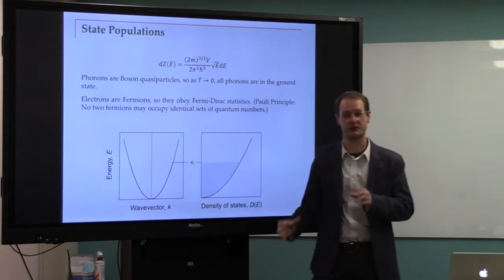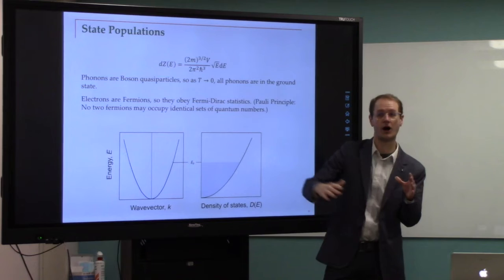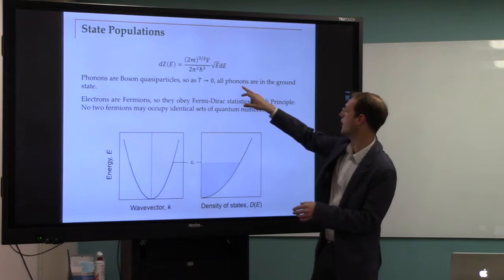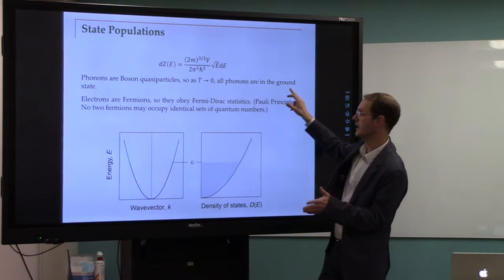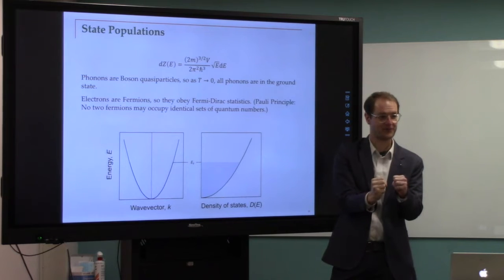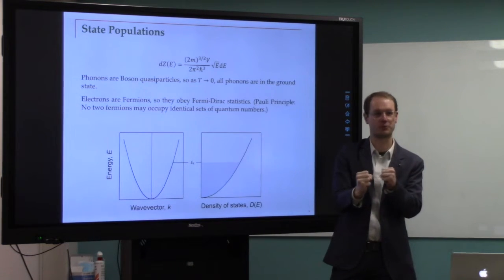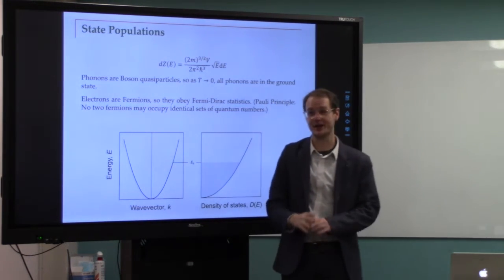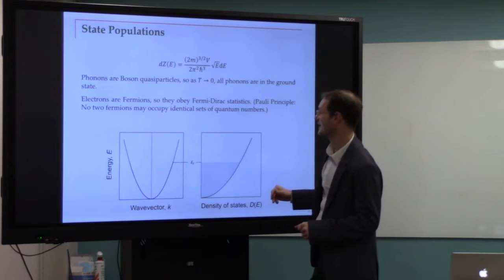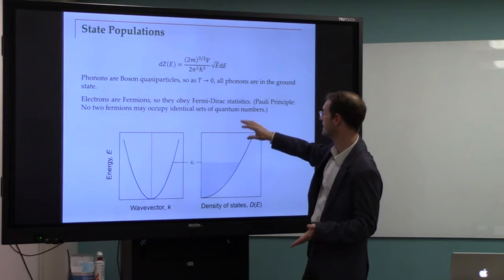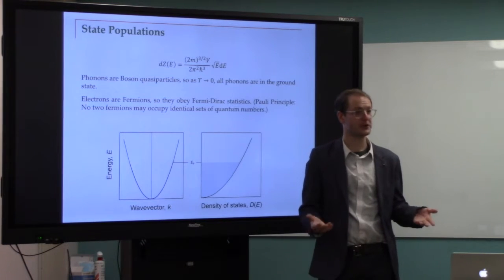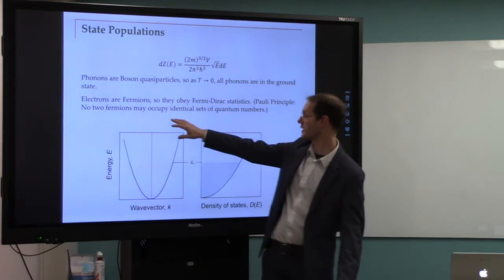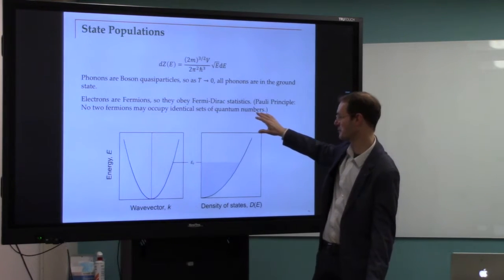And so if you have a boson and you cool it down to a low temperature, all of the bosons can go into the same quantum state. And so as T goes to 0, all of the phonons in the solid go to the ground state, and you can have a solid that's essentially not vibrating. It only has zero-point vibration. But electrons, on the other hand, are fermions, so they cannot all go to the ground state. They obey Fermi-Dirac statistics, and you can only have one electron per spin orbital. That's essentially the consequence of the Pauli principle, which says that no two fermions can occupy identical sets of quantum numbers.